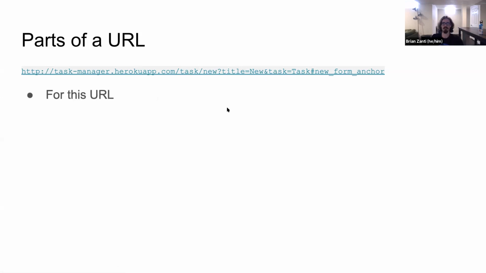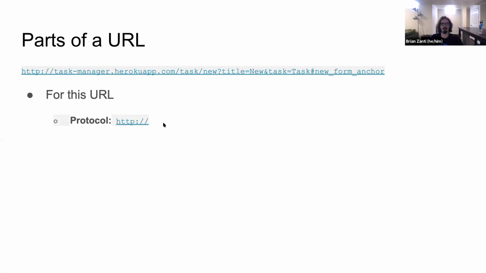So the first part for this URL is the protocol. That is almost always HTTP or HTTPS. We can get into the nuances of HTTPS versus HTTP later in the mod. For now, I just want you to know this first part is going to be the protocol, and it's going to include the :// as part of that as well.